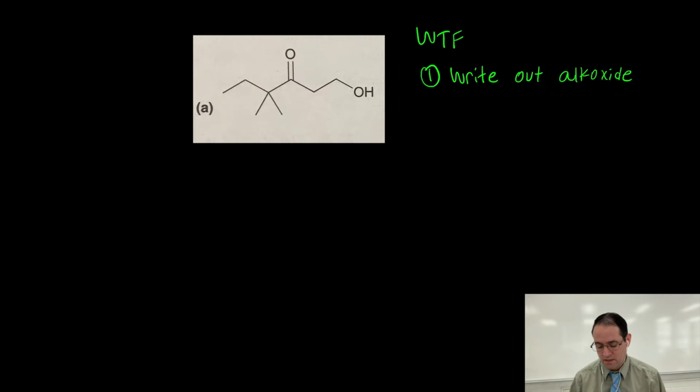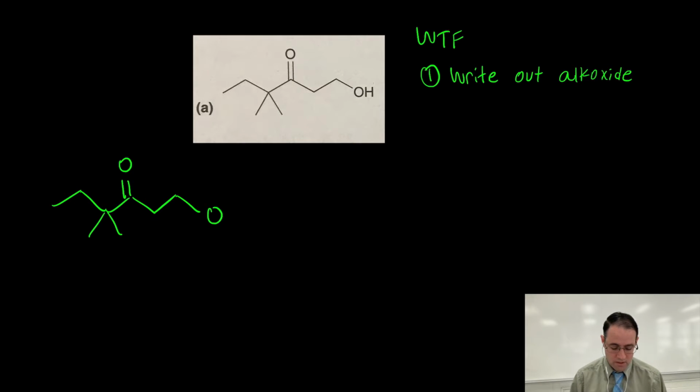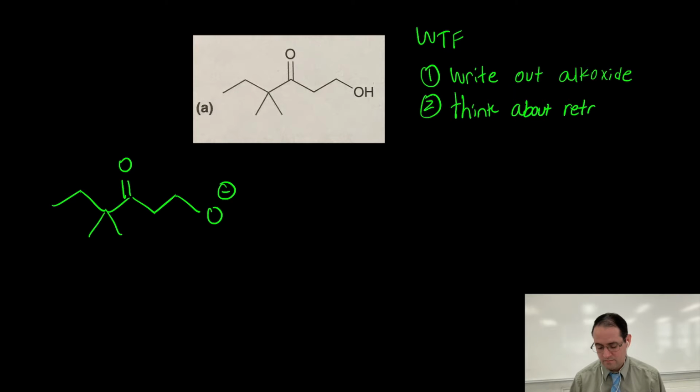So we're thinking backwards. Take your complete and very large whole molecule here and write out the alkoxide. And then step two is to think about the retroaldol reaction. This reaction is in equilibrium. And so now what we want to do is draw that mechanism.